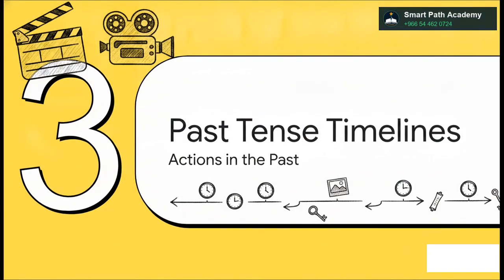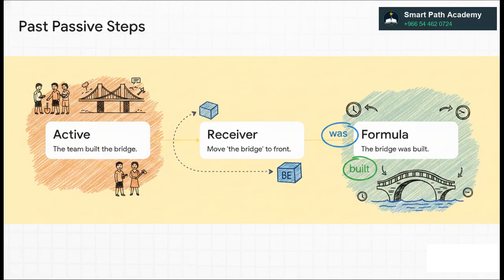Section 3. Past tense and timelines. Now, the great thing is, we can take this exact same director's camera trick and use it for actions that have already happened. Let's walk through it together. Step 1, the active sentence. The team built the bridge. In step 2, we move the receiver right to the front. The bridge. And step 3, we add our blue be verb and our green past participle. So we get, the bridge was built by the team.